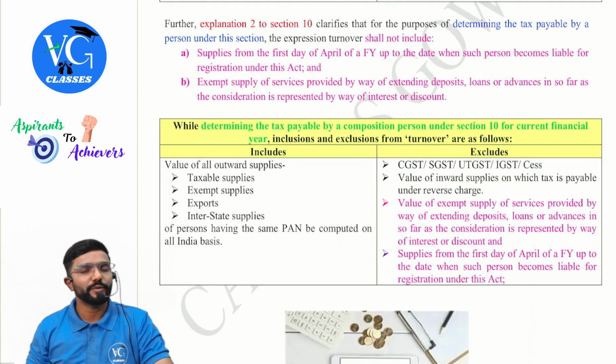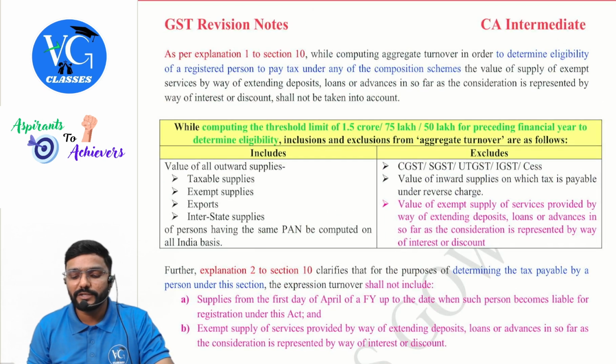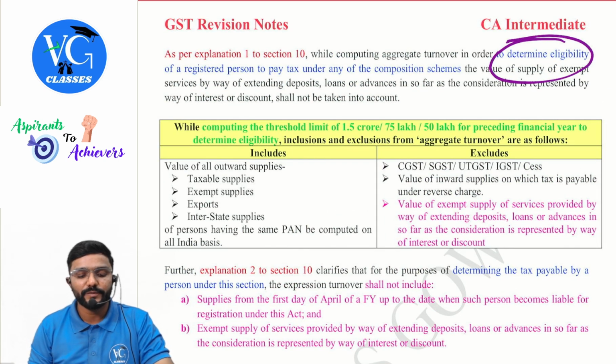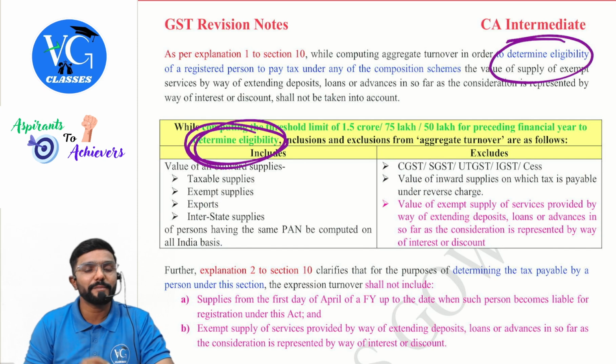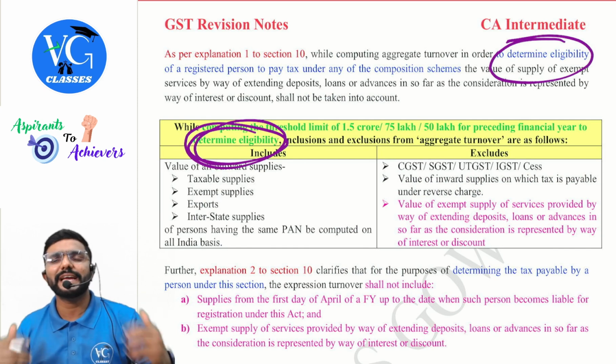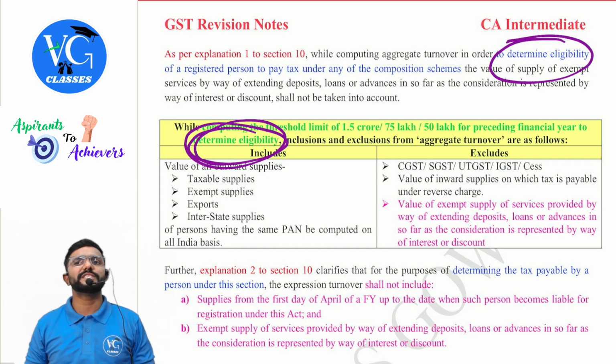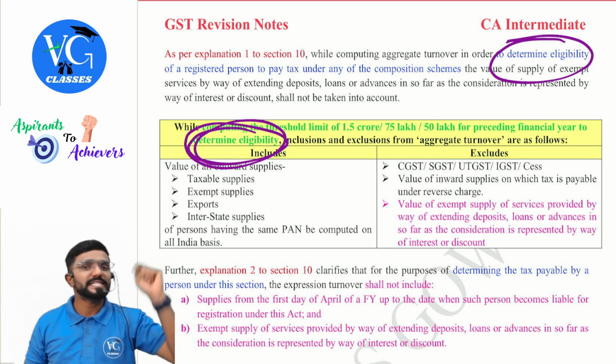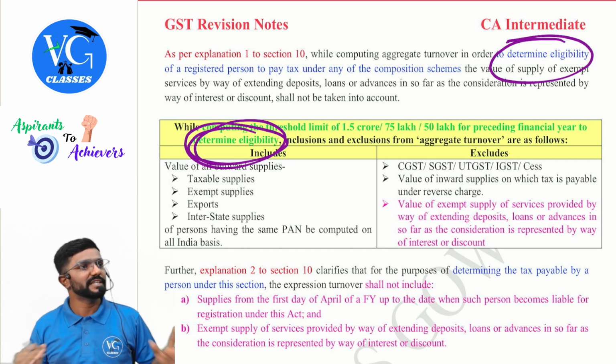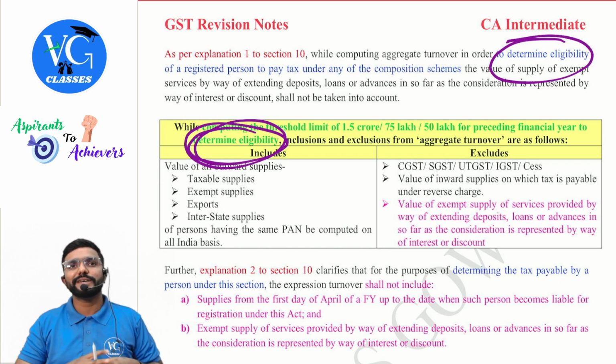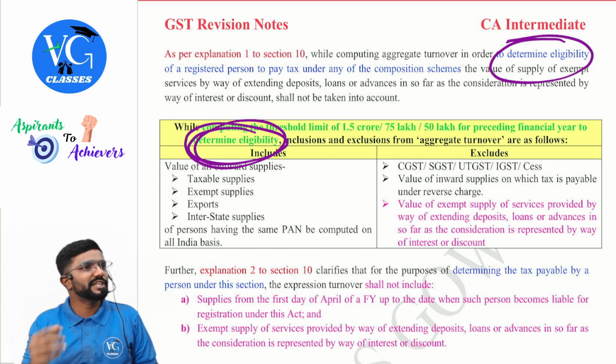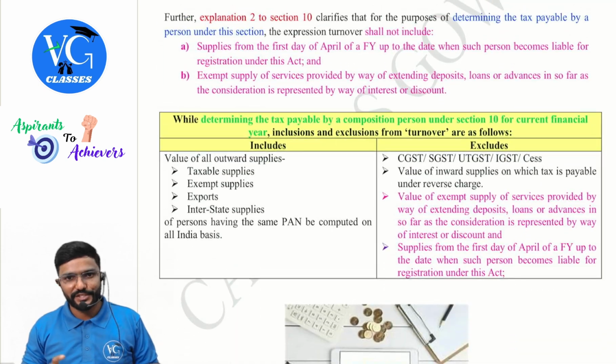Next, explanation 2. Guys, explanation 1 is to determine what? Eligibility. You can observe, I have highlighted it. To check the eligibility, which year turnover will we check? Last year, the preceding financial year. Done, sir. I am eligible. Now I want to calculate tax. To calculate tax, which year turnover should I check? Current year. For that also they have given an explanation.